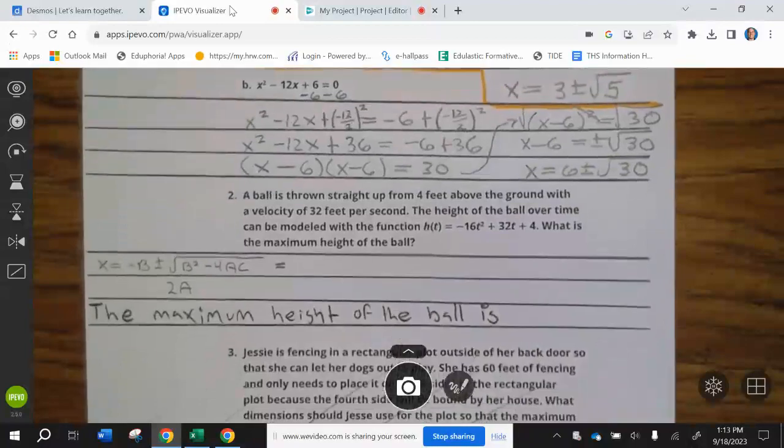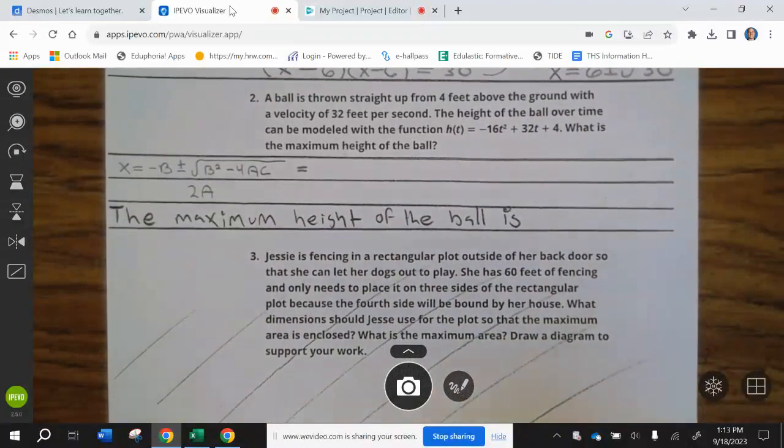Let's take a look at the last question. A ball is thrown straight up from 4 feet above the ground with a velocity of 32 feet per second. The height of the ball over time can be modeled with the function h of t equals negative 16t squared plus 32t plus 4. What is the maximum height of the ball?